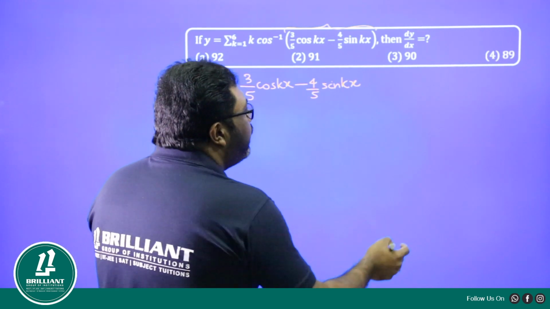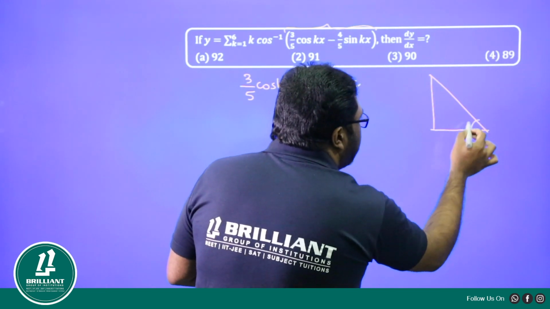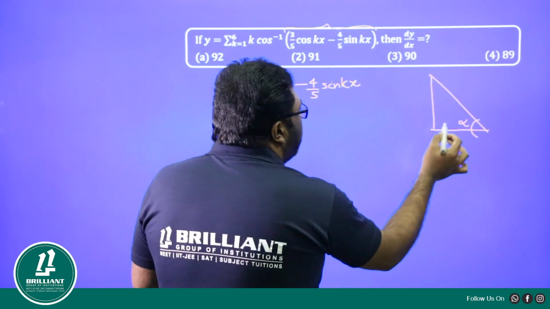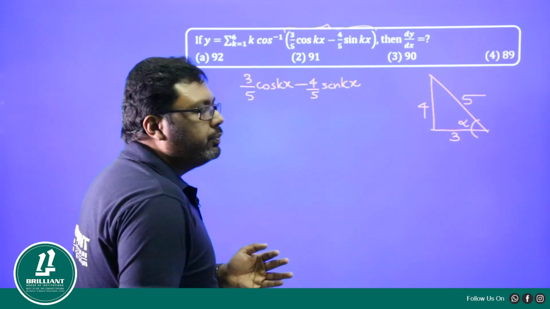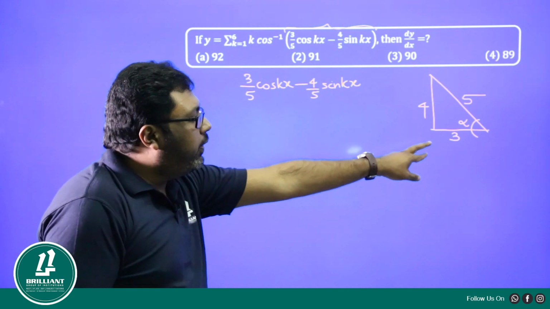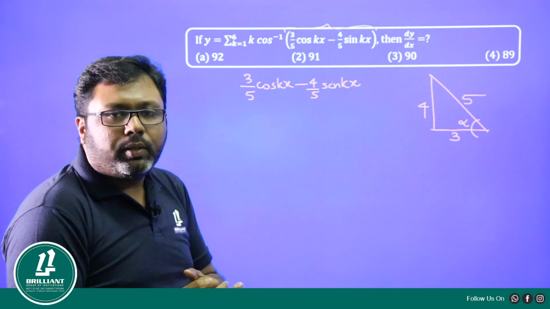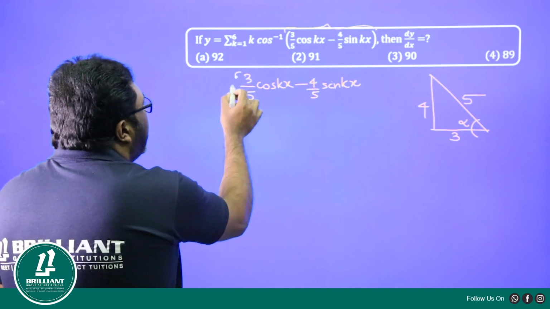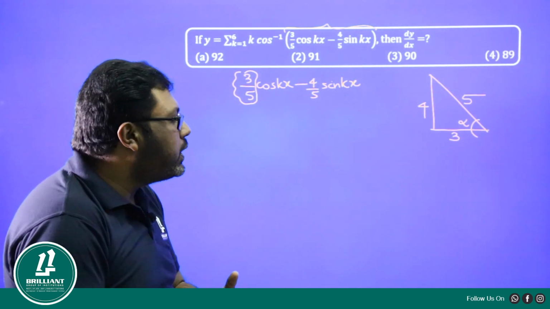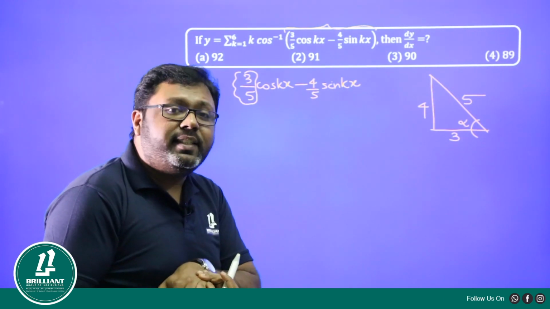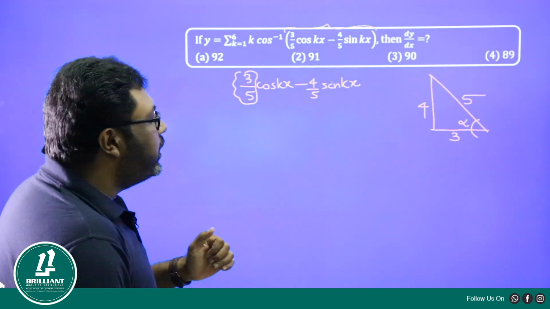3, 4, 5. So if I'm able to draw a right angle triangle, and call this angle alpha, and if this is 3, this is 4, this becomes 5. Now there is a particular reason I'm taking this 3 and 4. 5 is always the hypotenuse. 3 and 4 can be interchanged. Because I can see 3 by 5 coming over here, and I want that to become something related to cos. So that's why I made 3 as the adjacent side.